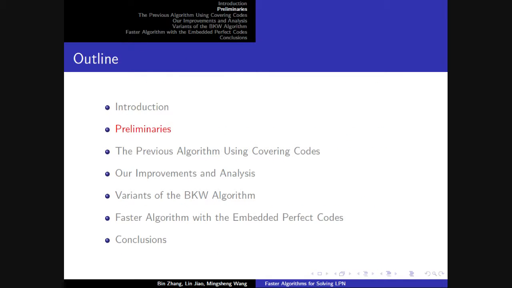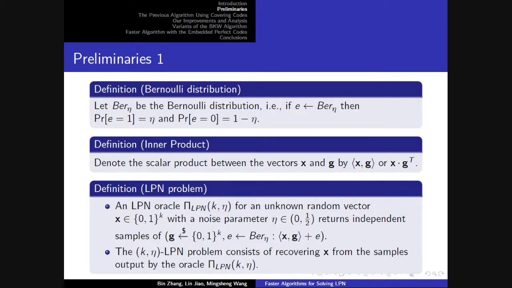Now we look at some preliminaries of this problem. We first look at the Bernoulli distribution. Let Ber_eta denote the Bernoulli distribution, that is, if a random variable follows this distribution, then it equals 1 with probability eta, and it equals 0 with probability 1 minus eta. And the definition of inner product is the same as before, that is, the inner product between two vectors, a row vector and a column vector.